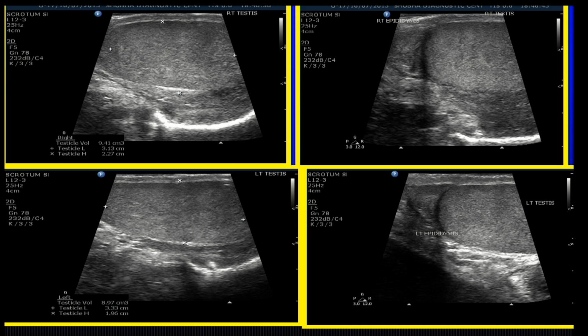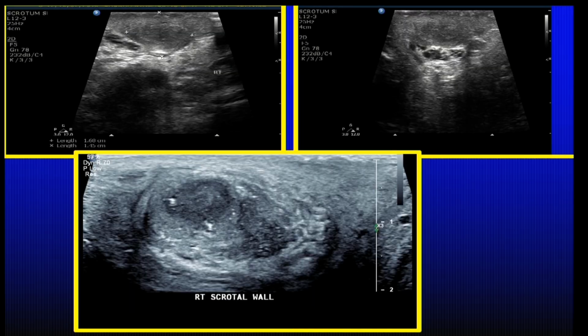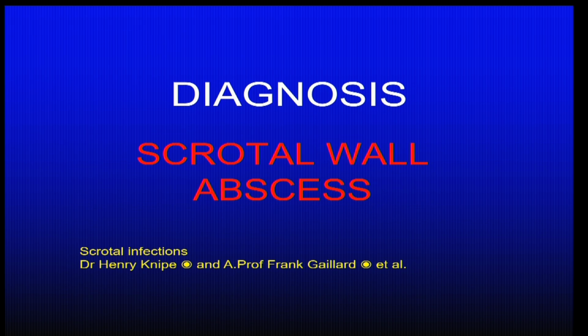A young guy with pain, high grade fever, and swelling in the right scrotum. The testes were completely normal, but what we picked up was this hypoechoic area in the scrotal wall. This patient complained of pain typically at this site, and on day 3 there was complete necrosis with a hypoechoic collection only confined to the scrotal wall. This was a scrotal wall abscess.